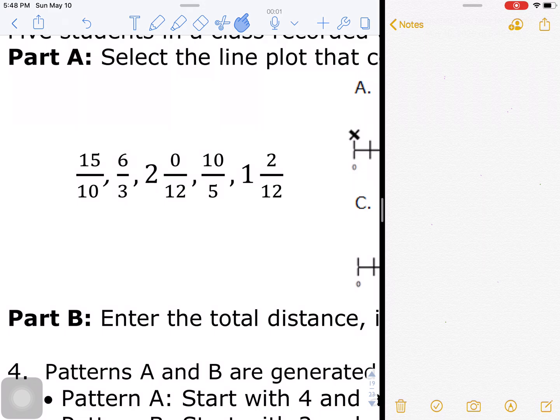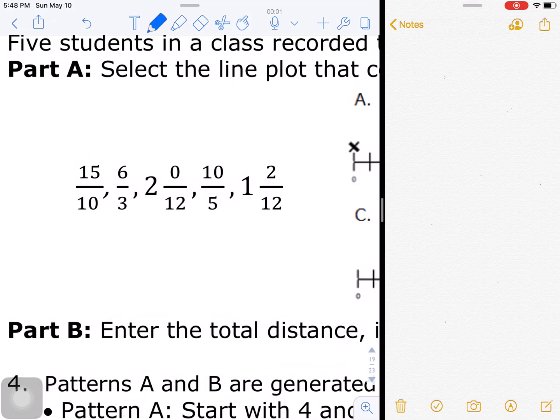Okay, so right away I see that 15/10 can be written as 1 5/10, or I'm just going to write 1 1/2. Now we can make an equivalent fraction pretty easily with a half later on if we have to. 6/3 is rounded to 2.